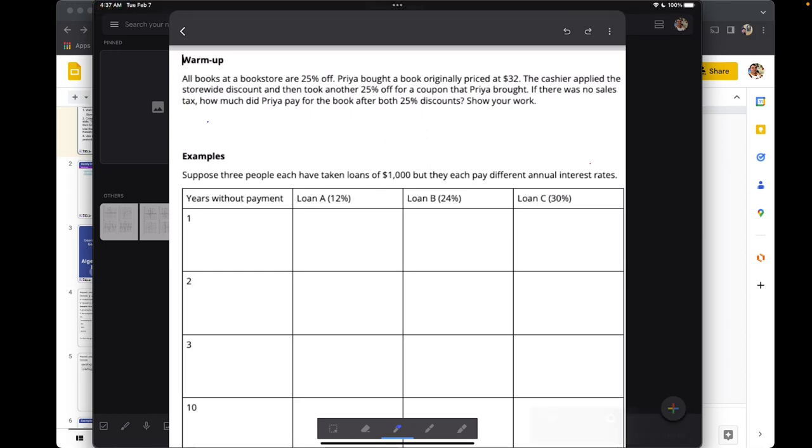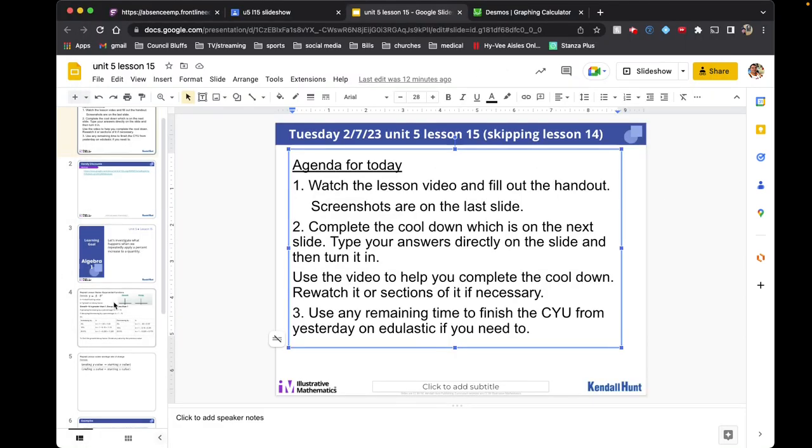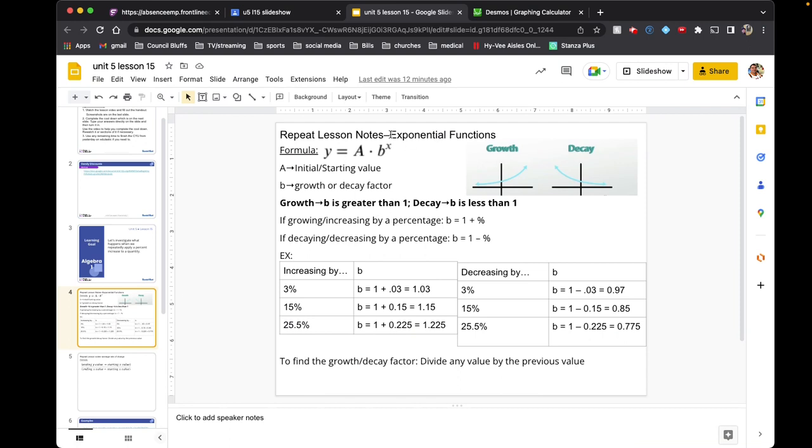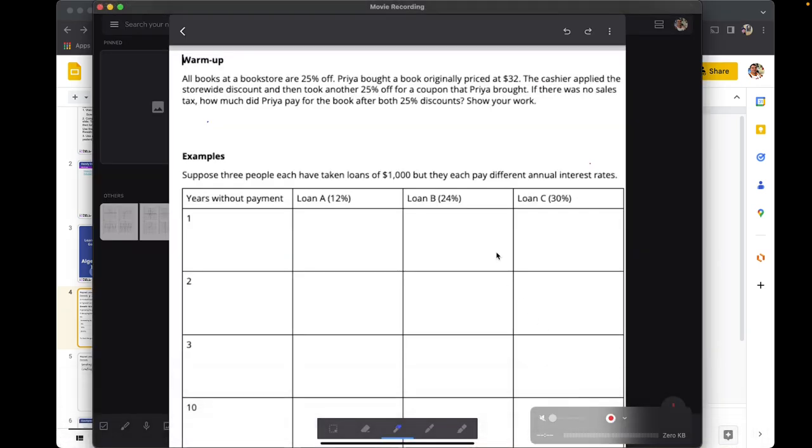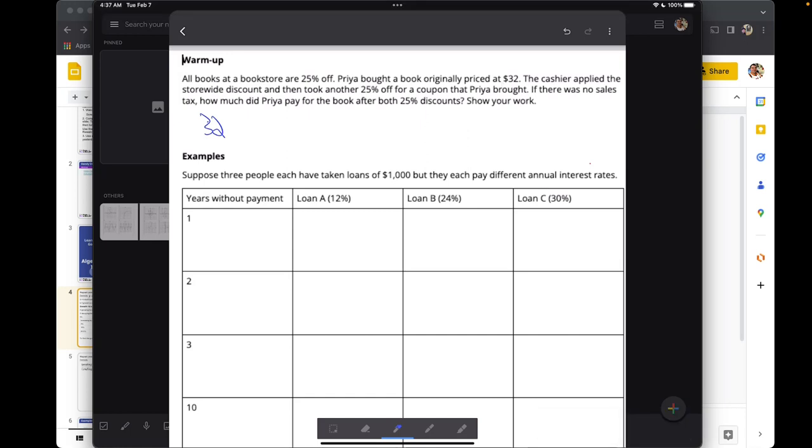Okay. So if we use our formula for exponential growth, we use this. We've been using this throughout. Our initial or starting value is going to be $32. That's our starting value. So $32. And then our discount is 25%. Okay. So if they're taking away 25% of the value, that means they're keeping 75%.